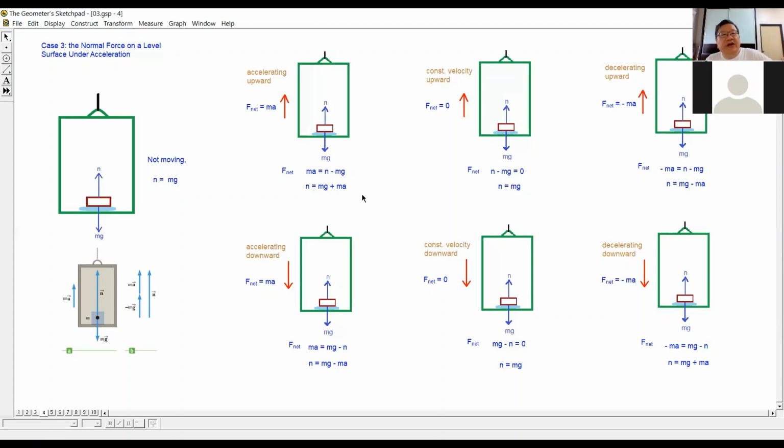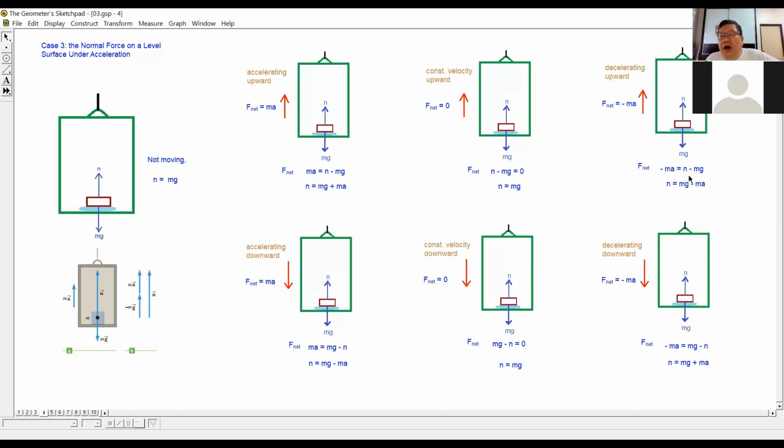The only difference is, in the first case, the normal force minus the mg is ma, because they are moving in the upward direction with acceleration. In the second case, the normal force minus the mg equals zero, because the net force is zero. In the third case, the normal force minus the mg is still the net force, but because it is slowing down, the net force is actually negative ma. This one is accelerating, so the net force is positive ma.